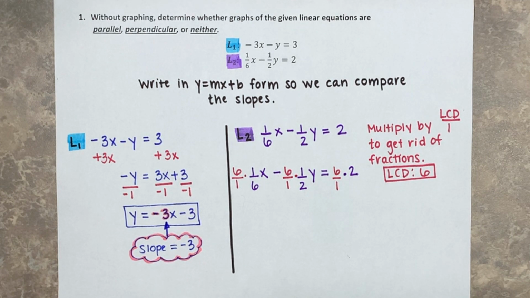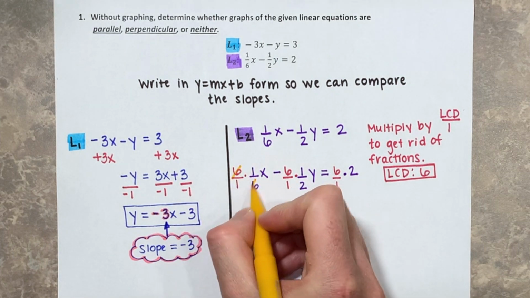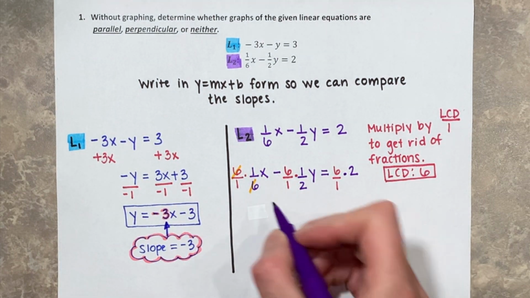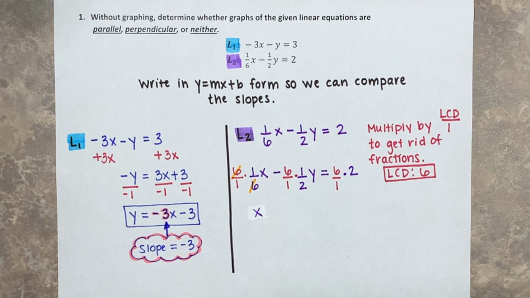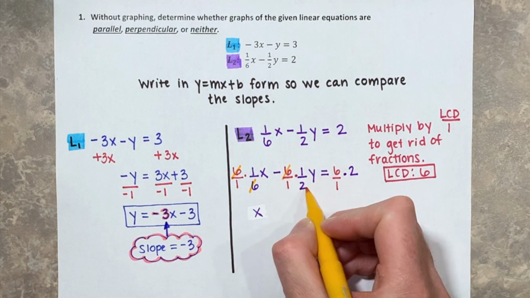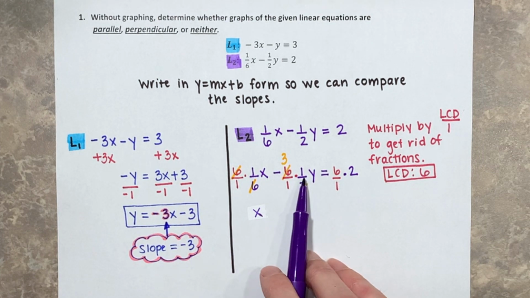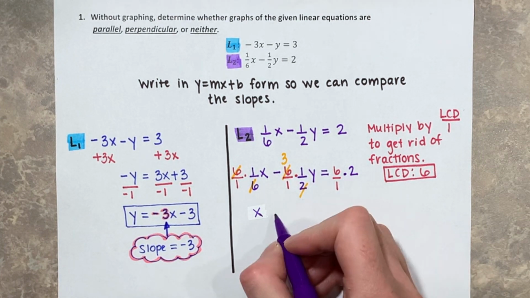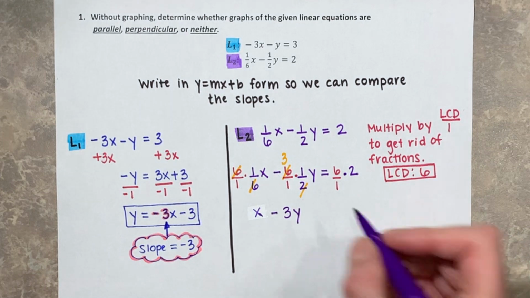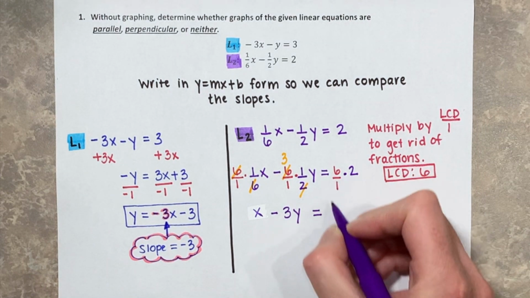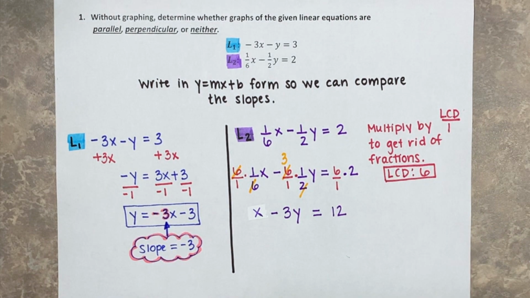Now we can do some canceling and our fractions will disappear. Here the 6's cancel, and we're just left with 1x or x. Here we can take 6 divided by 2 to get 3, and we'll be left with negative 3 times 1, or negative 3y. And on the right side of the equation, we'll be left with 12. Now we've just made this problem a little bit easier to work with because we've gotten rid of all of the fractions. Now we still want to isolate y.